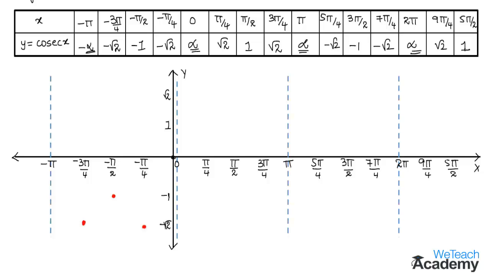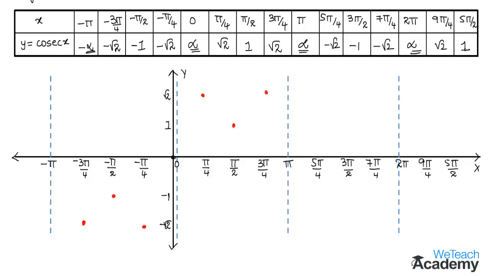And then we have pi by 4, comma, root 2. So for x equal to pi by 4, the value of y is root 2. So here we get a point. And then the next order pair, which is pi by 2, comma, 1. So here we get a point where pi by 2 and 1 meet. And then for 3 pi by 4, the y value is root 2. So here we get a point.